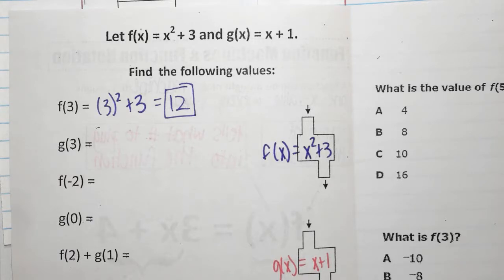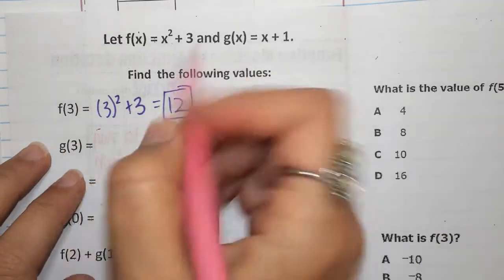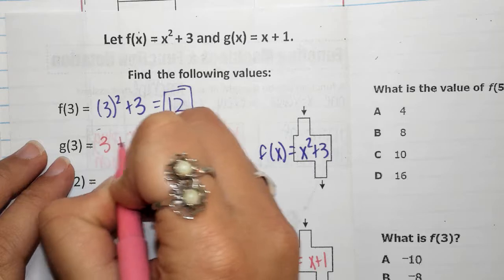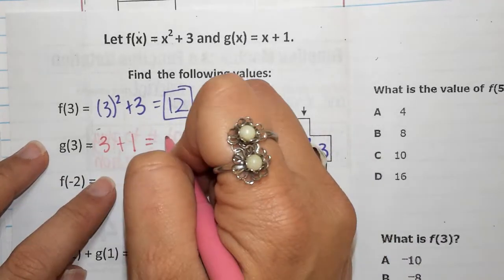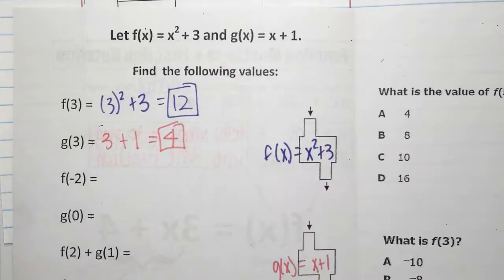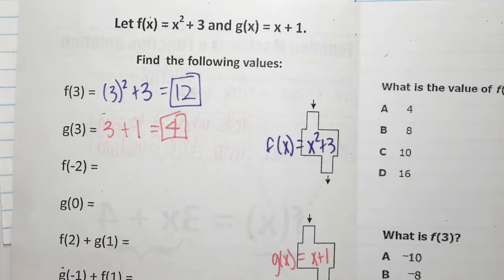Alright, so now let's plug in 3 for g. We have 3 plus 1. And what's 3 plus 1? And boom, you're done. Can you do the next 2 without me? I know, this is mind-blowingly difficult.